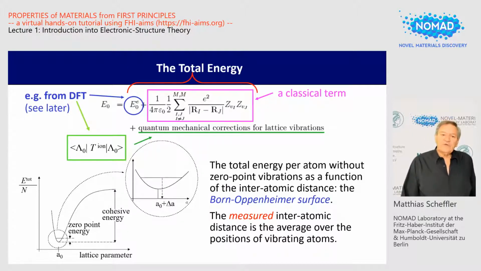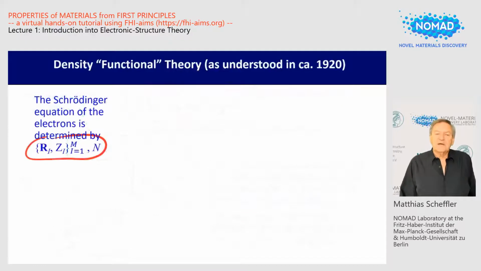Now, density functional theory is nothing really surprising. The essence of density functional theory was known already in the 1920s. We have said before, the Schrödinger equation of the electrons is determined by the atomic positions, the nuclear numbers, and the total number of electrons.